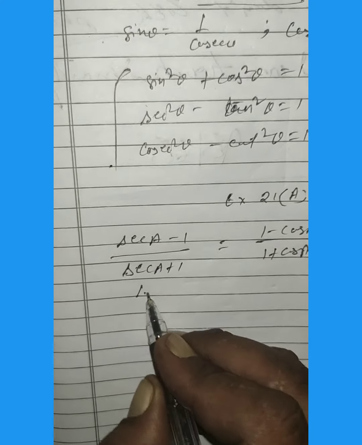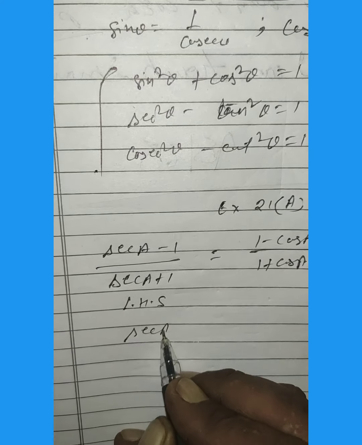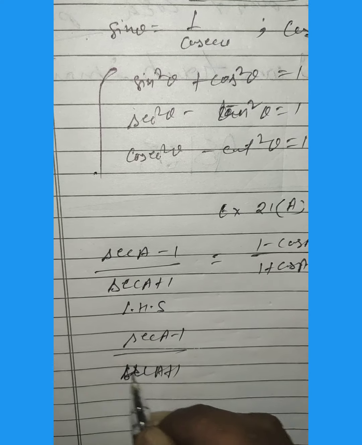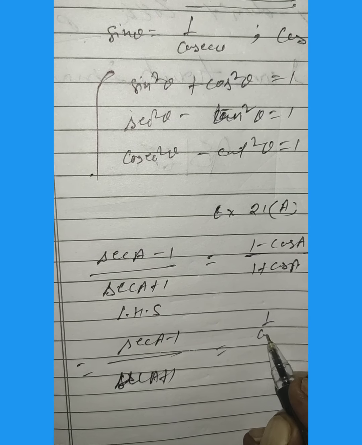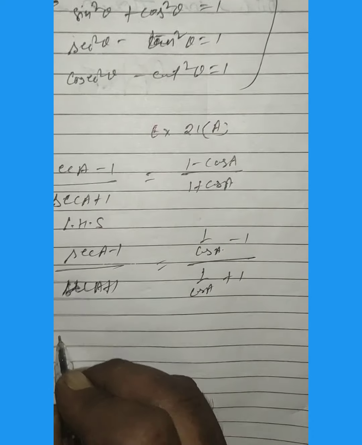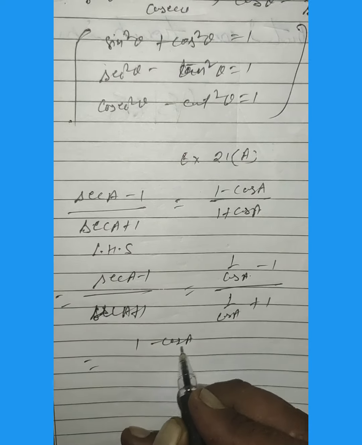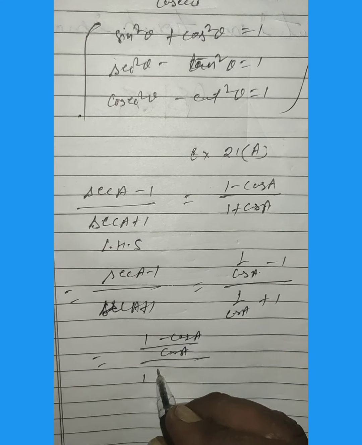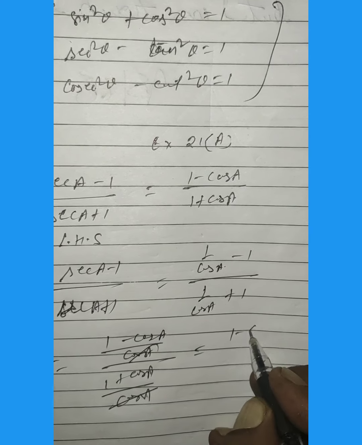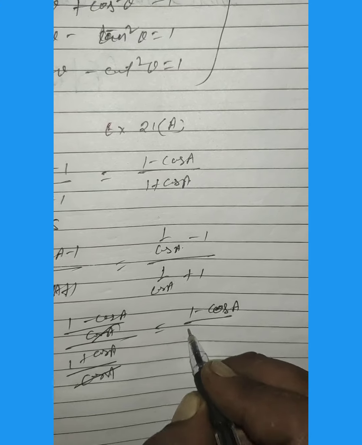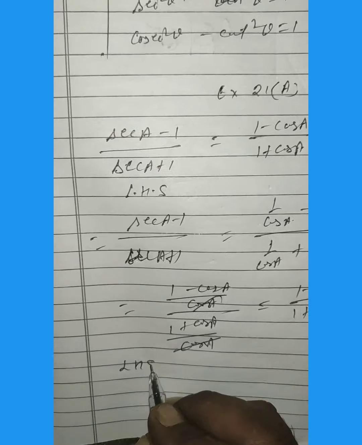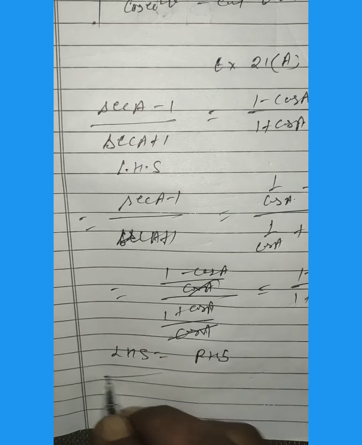So, first of all, take the left hand side, secant A minus 1 over secant A plus 1. Secant, as you know, is 1 over cos A, so it is 1 over cos A minus 1 over 1 over cos A plus 1. Then 1 minus cos A over cos A over 1 plus cos A over cos A. Cos A will cancel. We get 1 minus cos A over 1 plus cos A. Means left hand side is equal to right hand side.